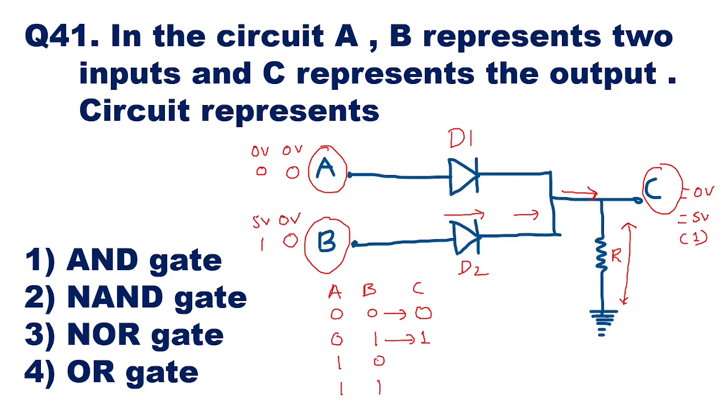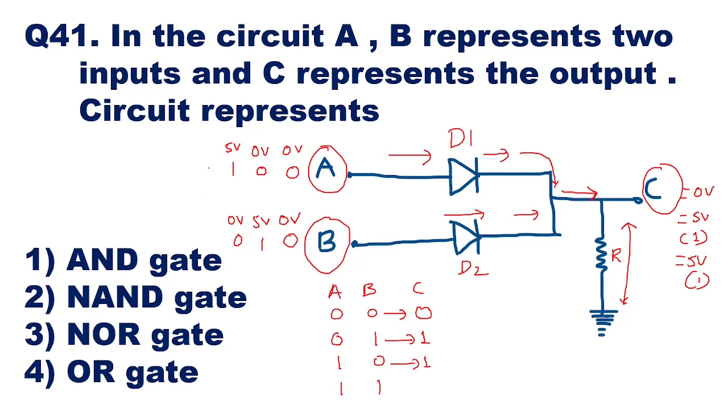Then we'll take the third combination when the input is 1, 0. So A is 1 and B is 0. A is 1 means it is 5 volt and B is 0 means 0 volt. When this is 5 volt, diode D1 is going to conduct and D2 will not conduct because the input is 0 volt. This current will develop a voltage across R, and again in that case the output will be 5 volt. It is nothing but logic 1. So for this case also it is logic 1.